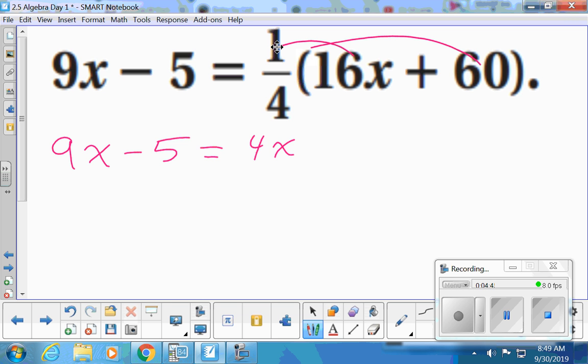Sorry, I probably didn't give you enough time to write it down. I'll slow up a little bit. All right, what is that 1/4 times the 60? 60 divided by 4, basically. What is it? 15? Who thinks they know my next step?